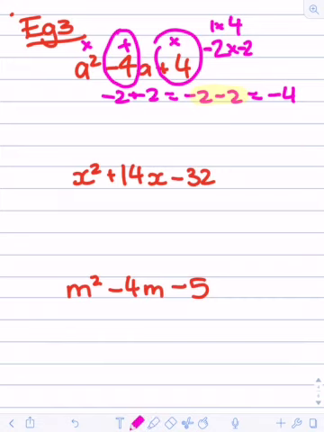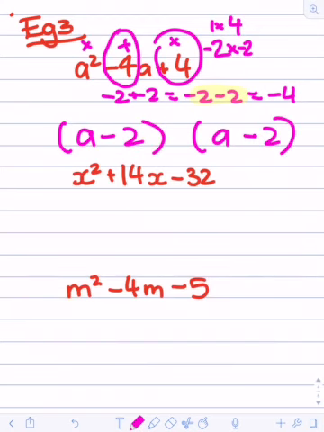Now remember, before I said you can go through the whole process and show all your working out, or you can go straight to (x + a)(x + a). What's the first number? Minus 2. What's the next number? Another minus 2. We can write it like that. That's the same as (x minus 2) squared as well, if you want to write it like that.